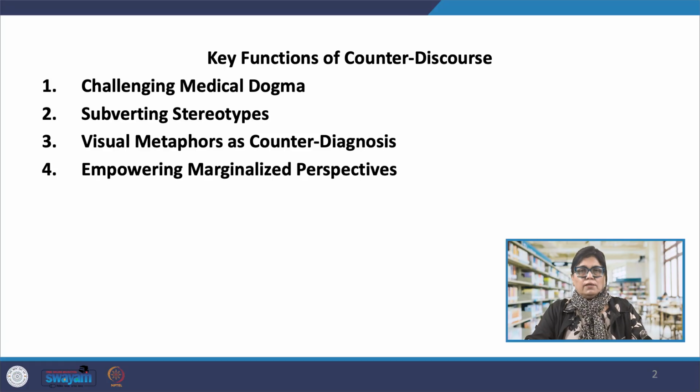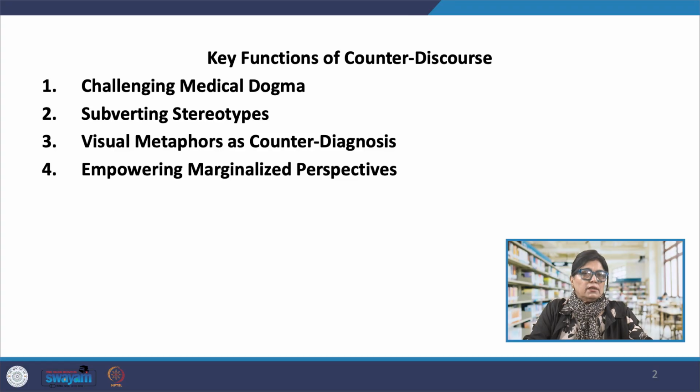Second, subverting stereotypes. Personal narratives, sometimes called "nobody memoirs", dismantle stigmatizing representations, particularly of mental illness, found in popular media and pedagogical texts. Third is visual metaphors as counter diagnosis. Authors use unique visual devices, such as Ellen Forney's carousel metaphor for bipolar disorder in Marbles, to explain internal mental escapes that traditional medical language cannot capture.